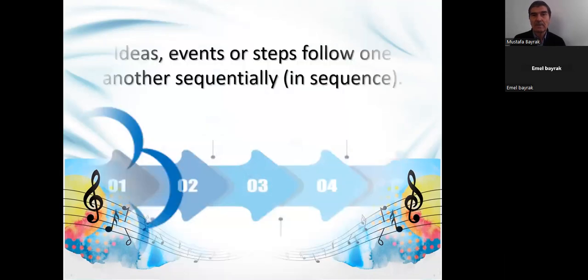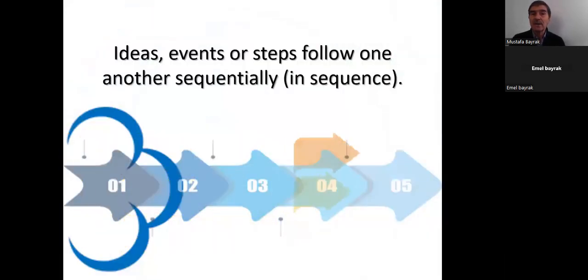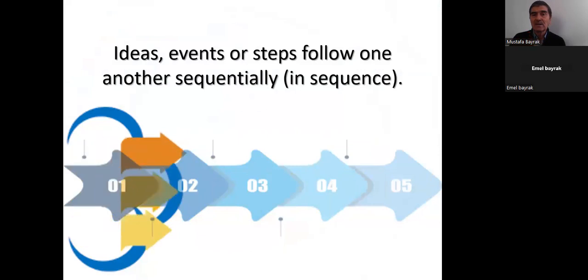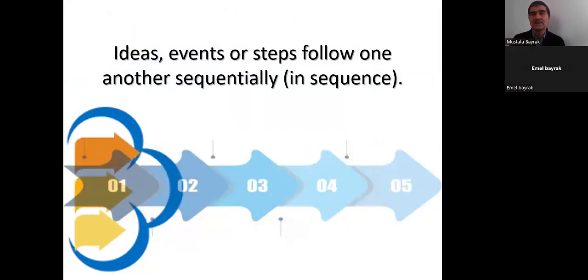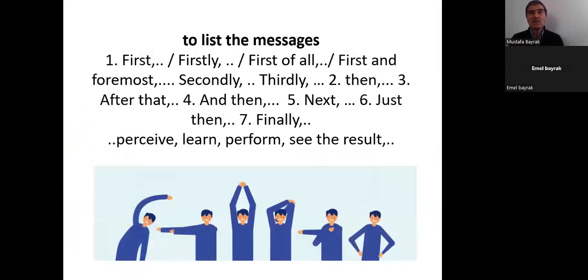Ideas, events, or steps follow one another sequentially, or in sequence. They follow one another, they come after one another. First we do something, and then we do another thing, and thirdly, we can do another thing, or another thing happened in the past. For example, to list the messages, we use first, firstly, etc., and then, next, just then, finally.